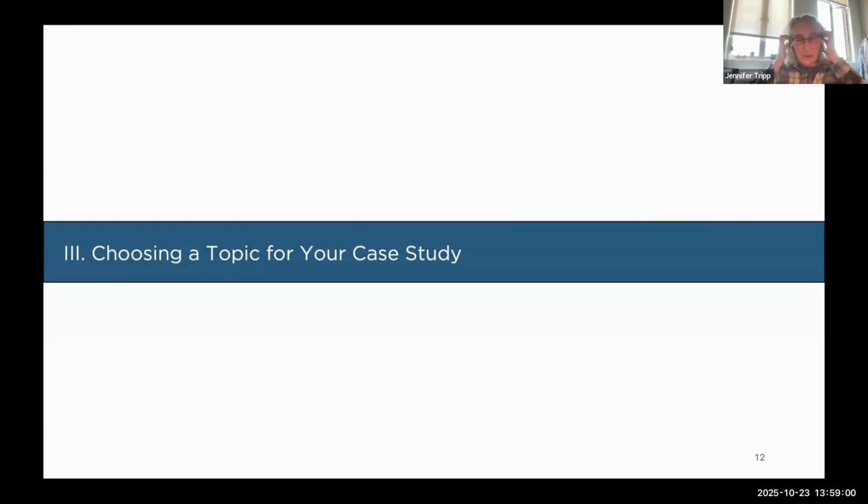Perfect. Okay, so what we're going to do is walk you through the first 2 parts of the case study. I'll introduce choosing a topic, talk a little bit about it, and then we'll put you in breakout rooms. We're going to share the worksheets with you so that you can start working on your own case study if you'd like, and then we'll bring everybody back and talk a little bit about writing learning objectives, and then we'll send you back to your breakout rooms to work on that.